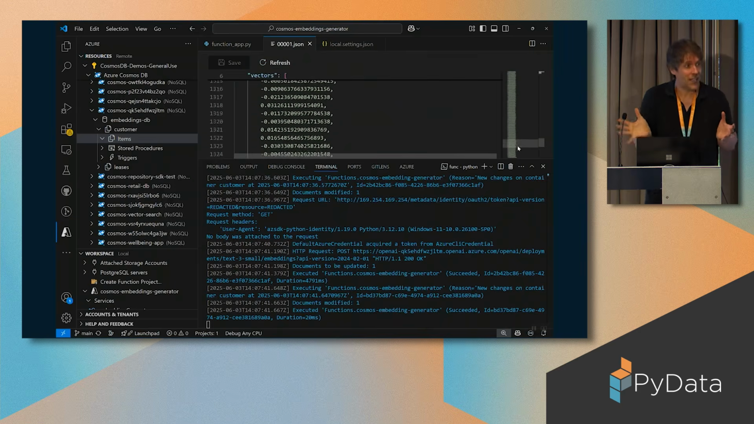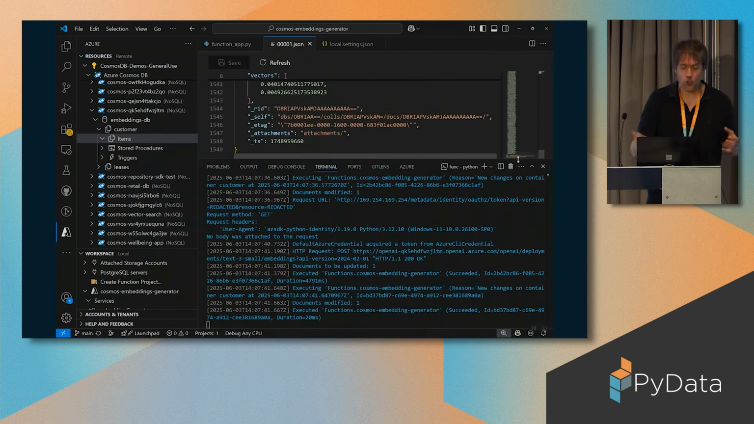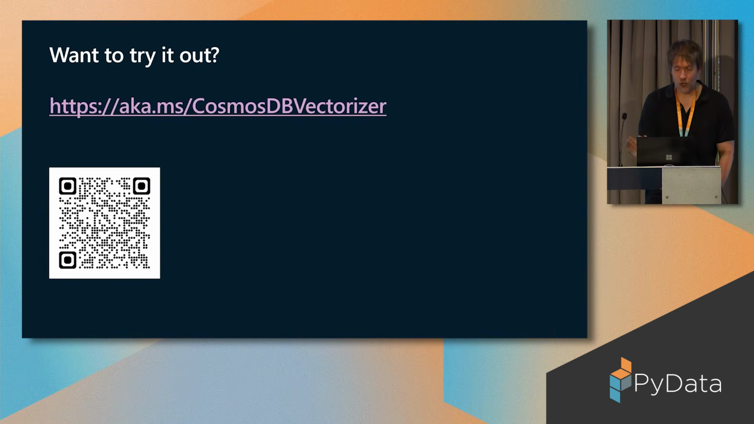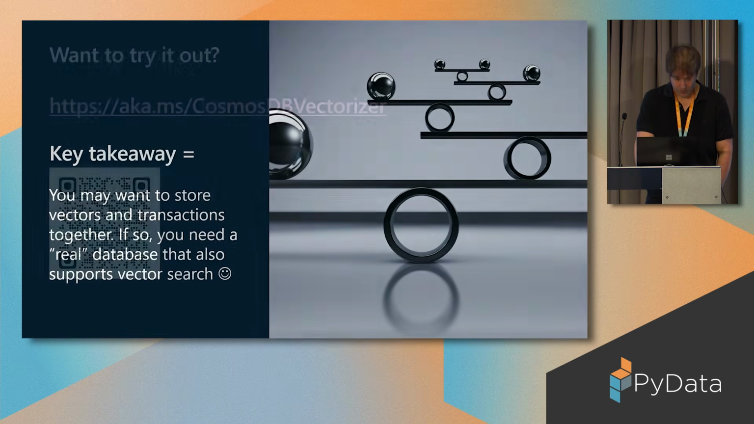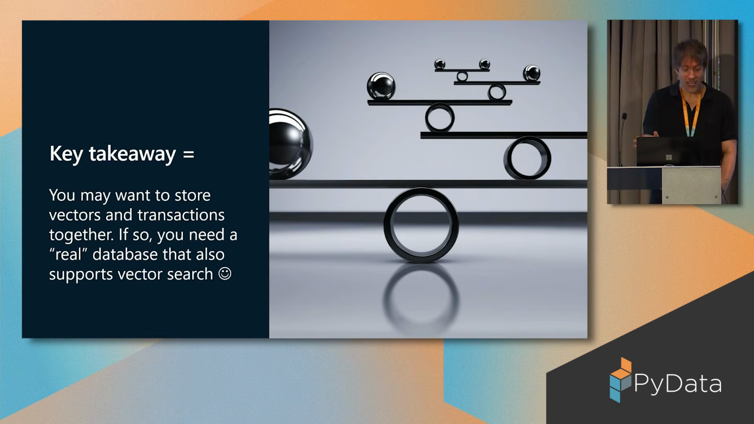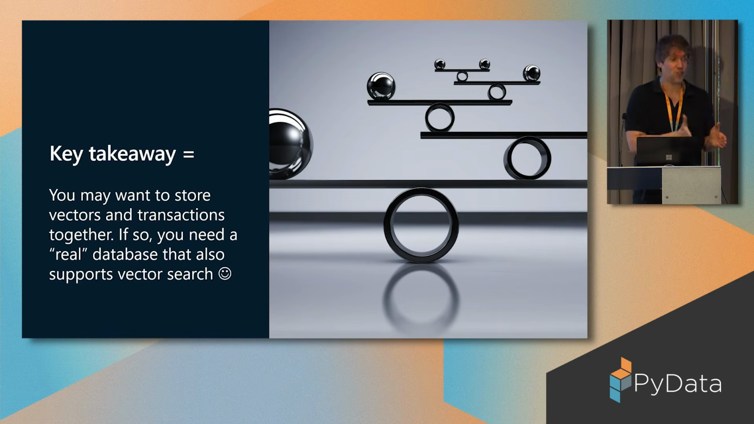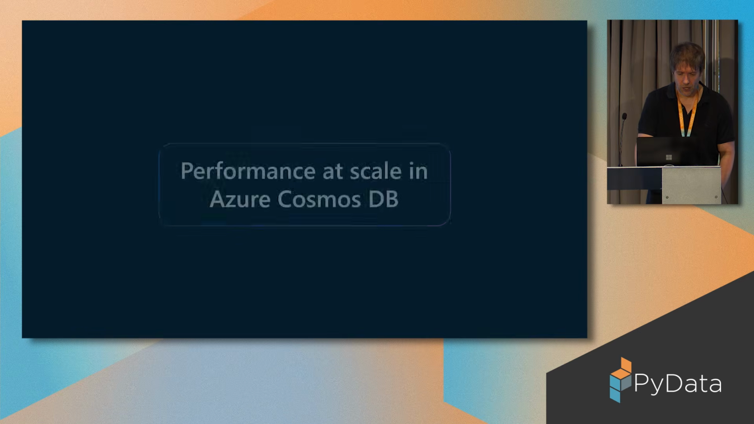And this scenario is getting increasingly popular, just treating vectors and transactions as the same thing. So if you want to try it out, this is a sample Azure Functions sample that will do this in Cosmos DB. The QR code will link to the same demo. And I guess the key takeaway here is you may want to store vectors and transactions together. In the early days of RAG, most of the vector stores were dedicated vector stores like Pinecone and so on, but we're seeing this use case increasingly.